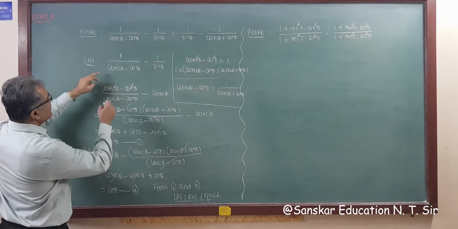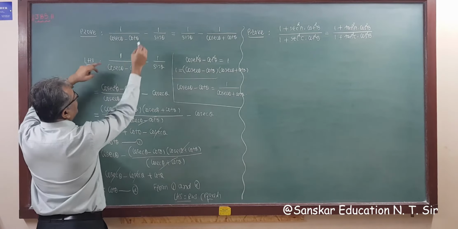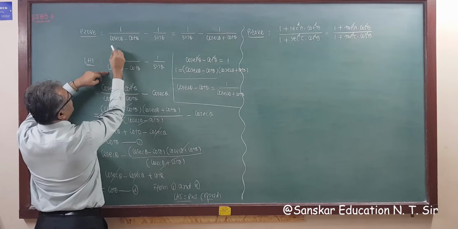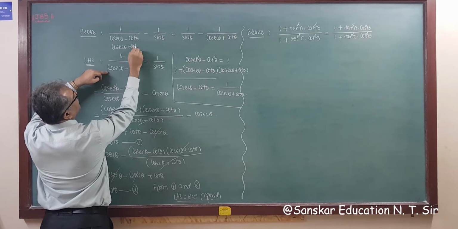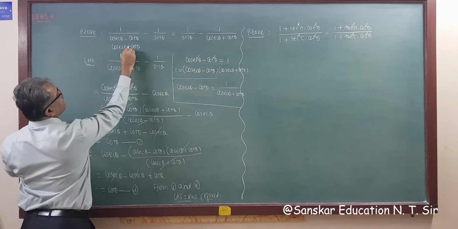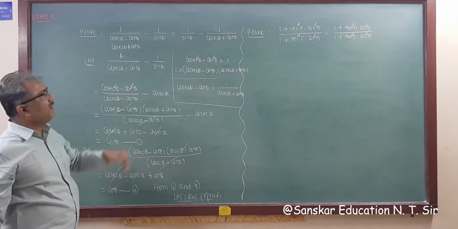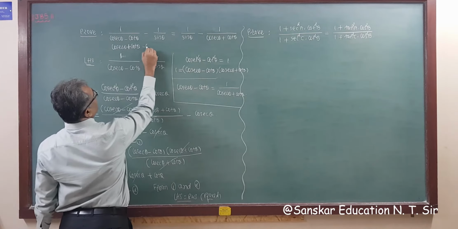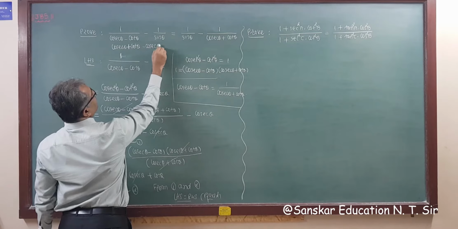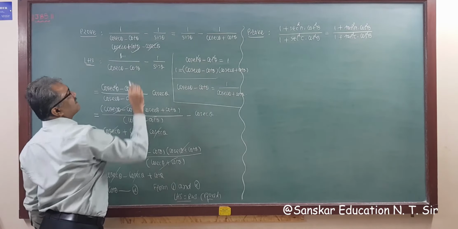So here is how to solve: I am writing here, this is cosec theta plus cot theta. And now this is 1 upon sine, that is minus cosec. So this is minus cosec. So this will cut, and my answer is cot theta.